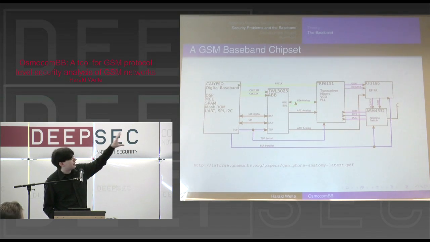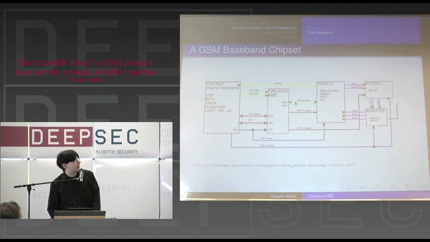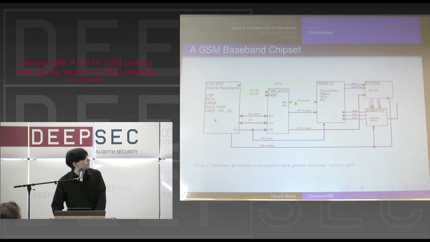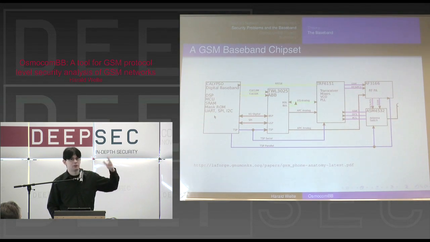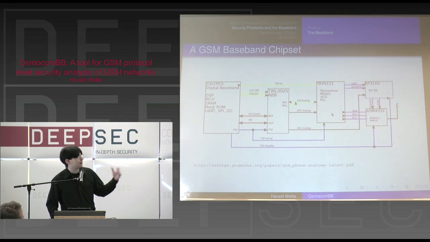Now, a baseband chipset roughly looks like this. This is a very traditional GSM baseband chipset design. You have the digital baseband processor, that's your DSP and ARM7 core, has some mask ROM, UART, SPI, I2C, typical microcontroller type design. Not very different from, if it wasn't for the DSP, it would be your typical ARM-based microcontroller. You have an analog baseband, that's basically the analog-to-digital converter and digital-to-analog converter. You have a transceiver, mixer, and VCO component that actually down converts the radio frequency into the baseband and vice versa.